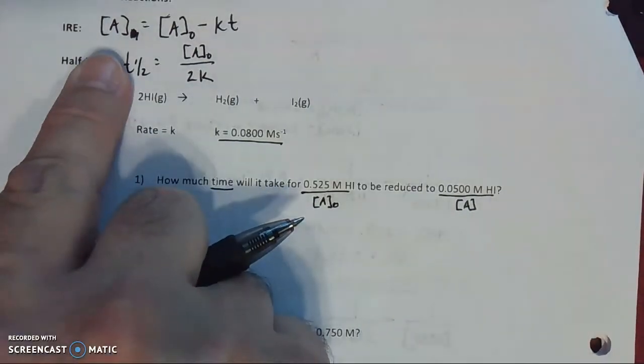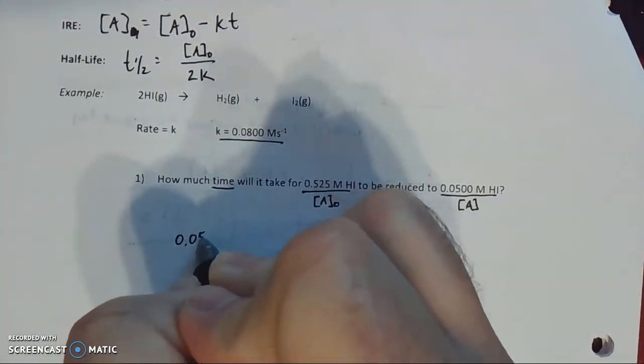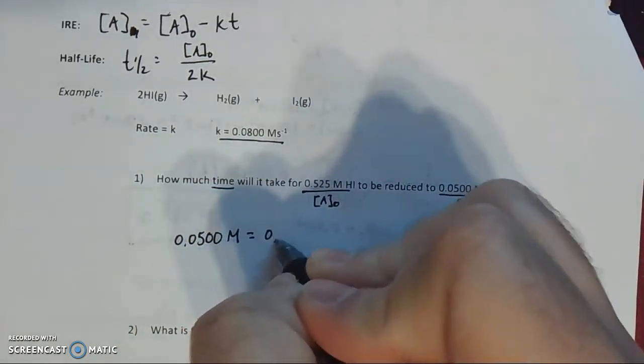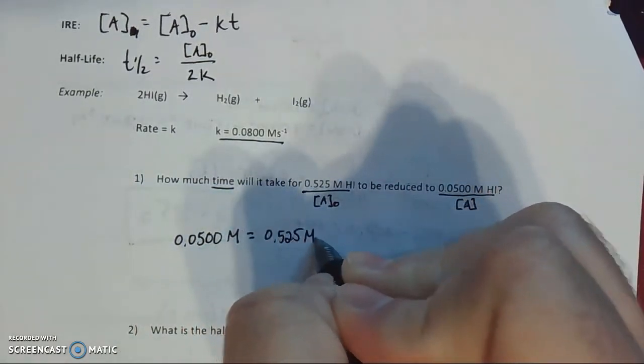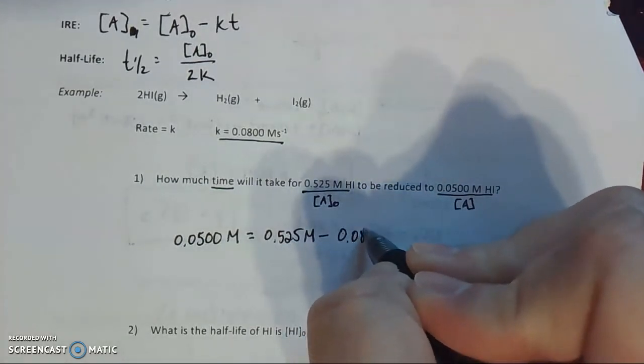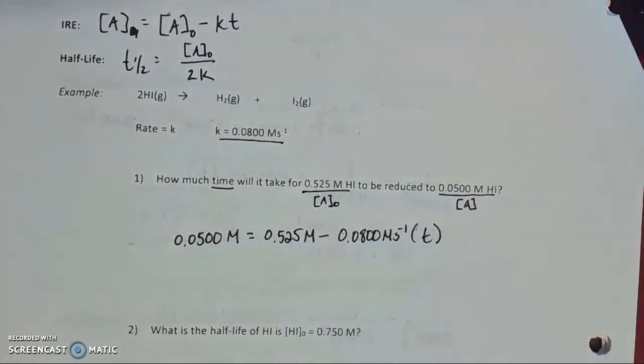So all we have to do is put our numbers in. A is 0.0500 molar, which is equal to 0.525 molar minus k, which is 0.0800 M s to the negative 1, times t.